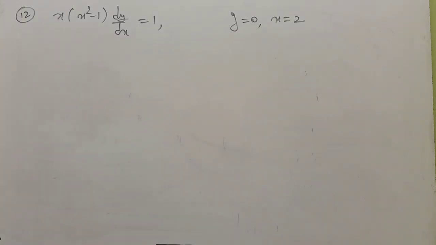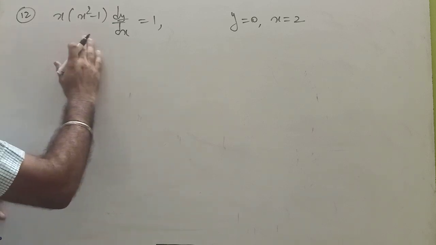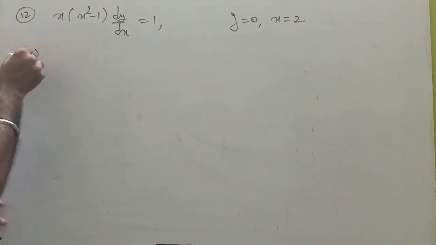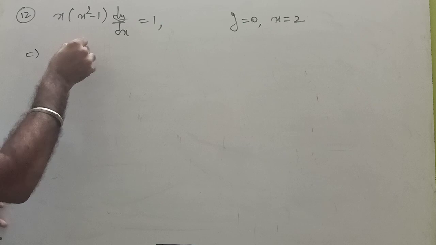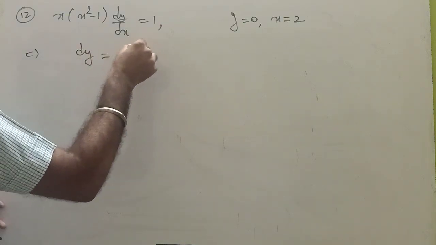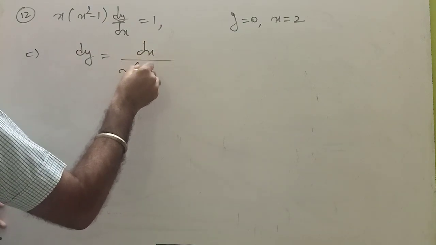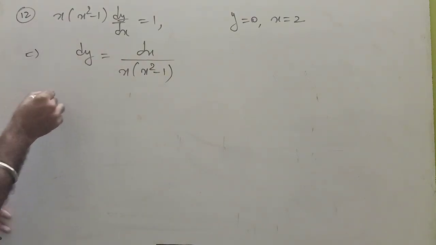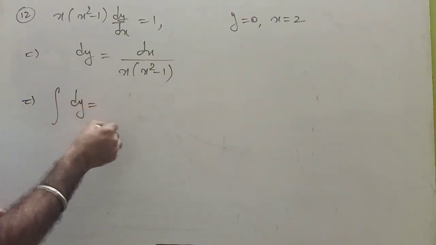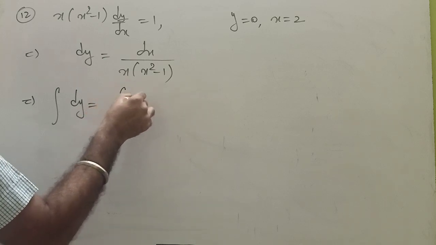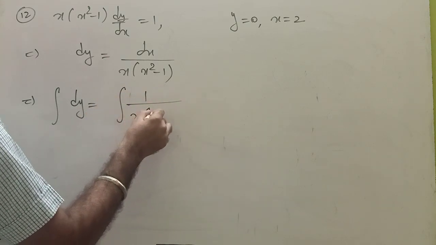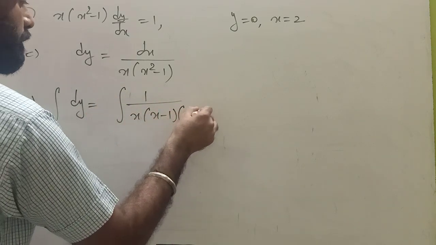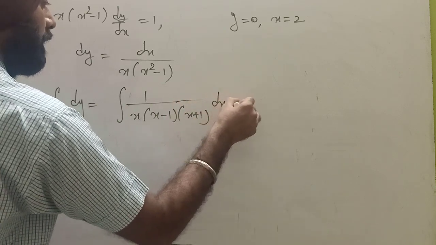Now let us take question number 12. This is the statement and this is the condition. So first of all, separate the variables. dy = dx over x into x square minus 1. There is no term of y. Now integrating both sides, integral dy = integral of 1 over x into, it can be written as x minus 1 into x plus 1, plus c.